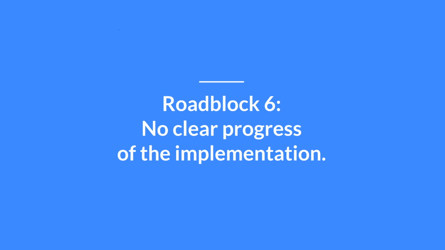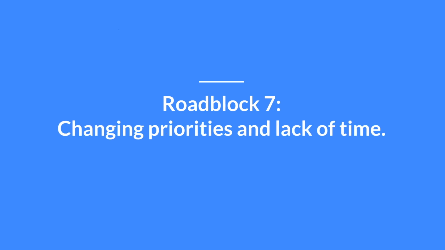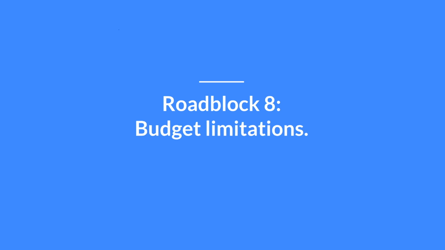Then the sixth is no clear progress of the implementation. We've addressed that by creating a clear timeline of the implementation with all the tasks that need to be performed in order to move forward. The seventh is changing priorities and lack of time. We've addressed those with the timeline and by allocating resources sort of officially. The next one is budget limitations, which we've also addressed by agreeing along with the entire team and the CEO as to what kind of budget we can look forward to receiving.